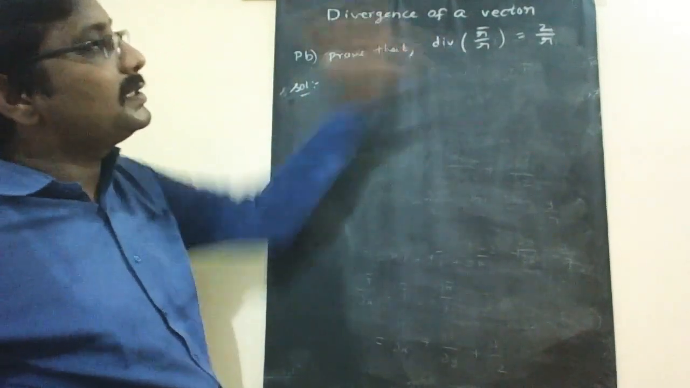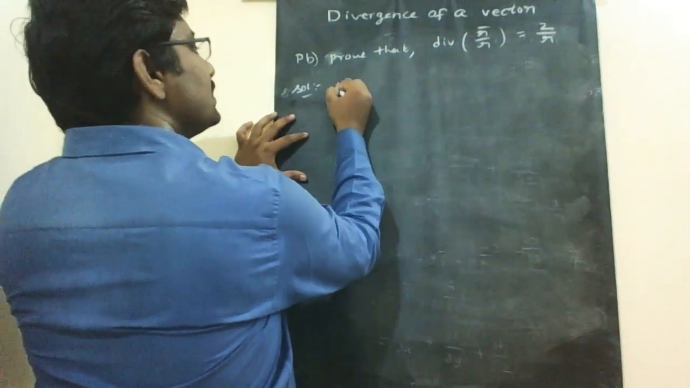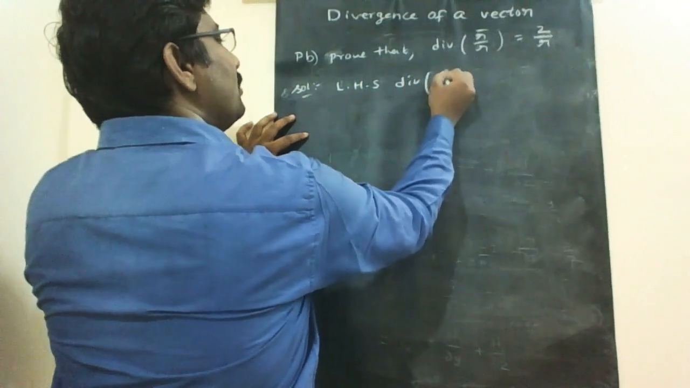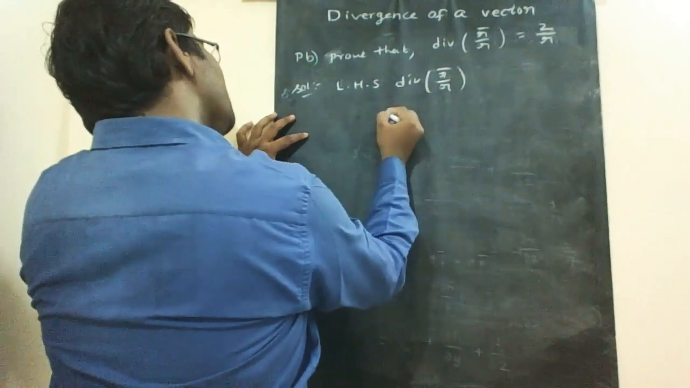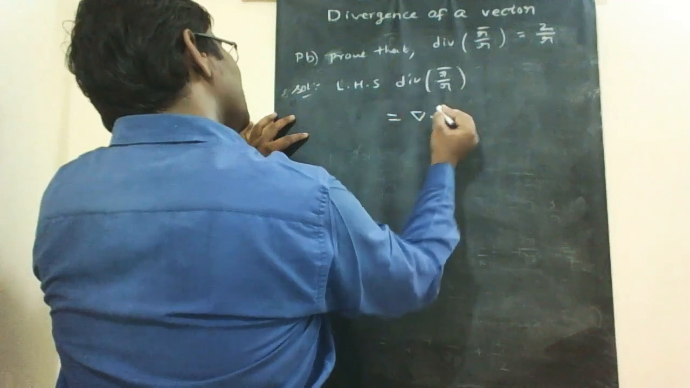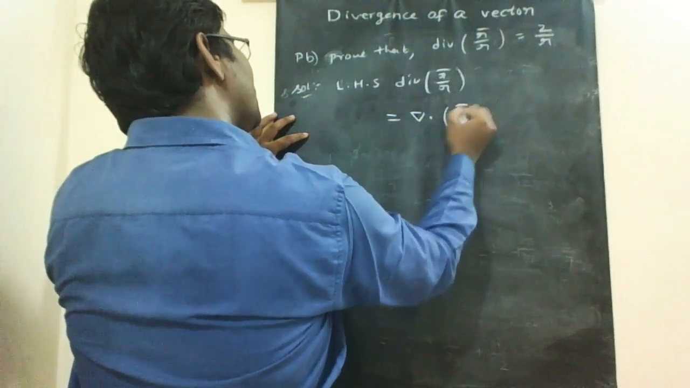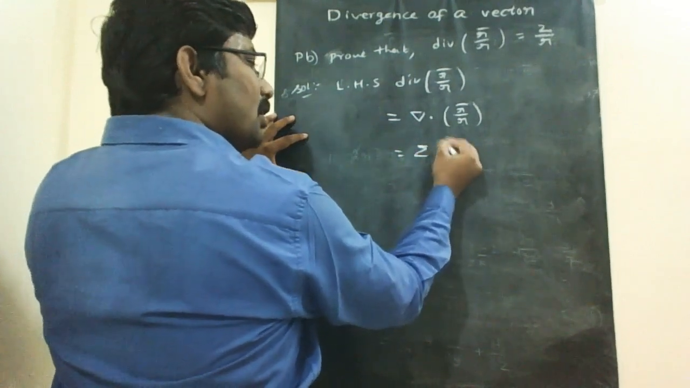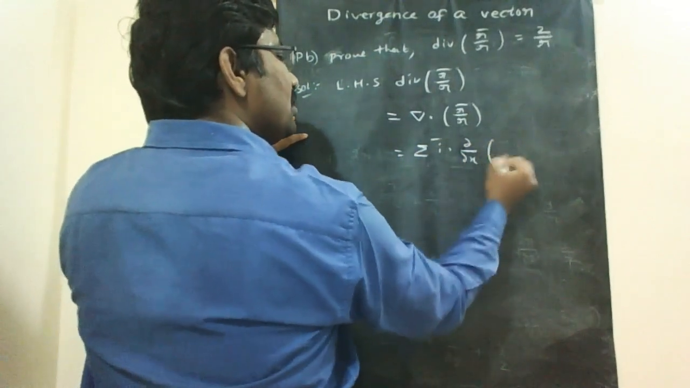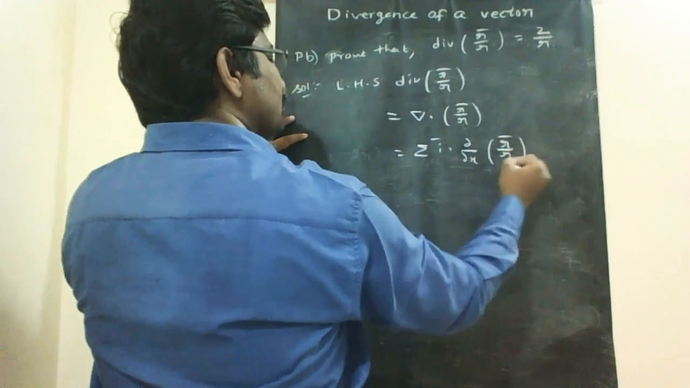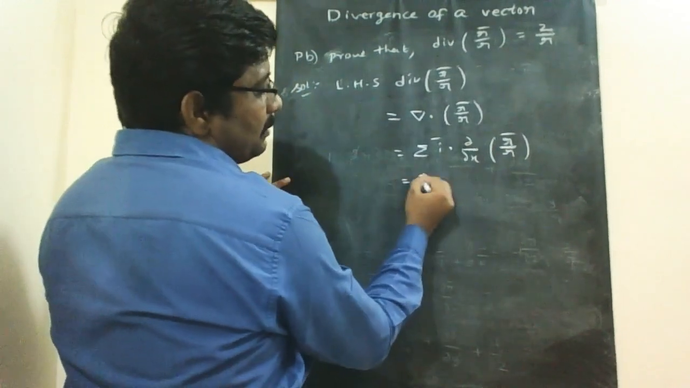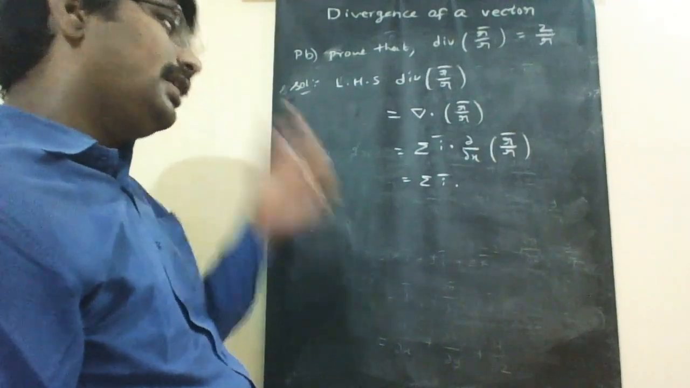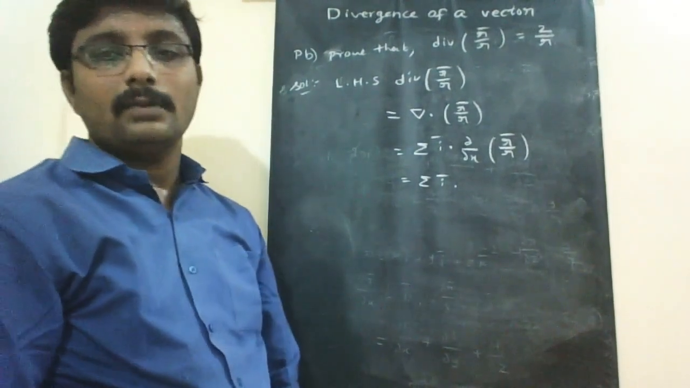Here we will consider the left hand side of the statement. What is the left hand side here? Div of r bar by r. But what is meant by div? Div means del dot, so del dot r bar by r. Del dot means sigma i bar dot dou by dou x of r bar by r. Now we take the partial derivative of r bar by r.